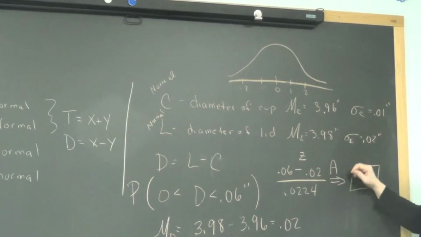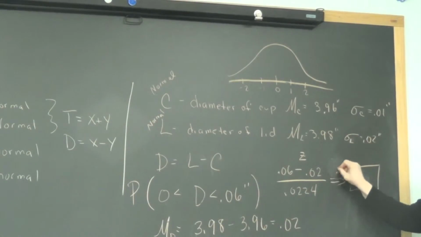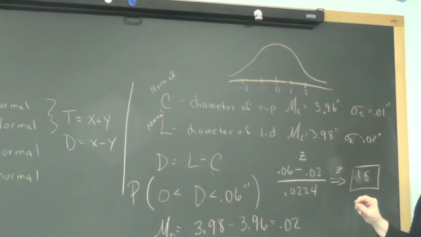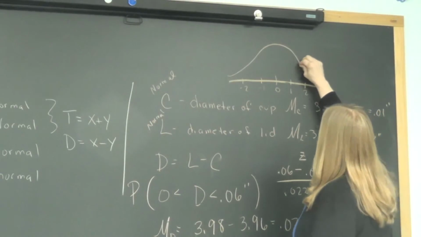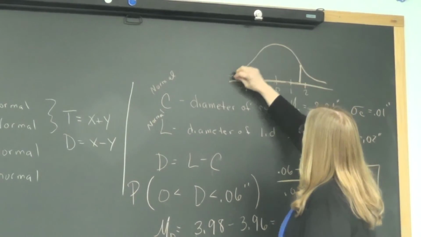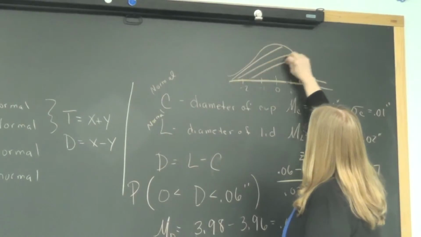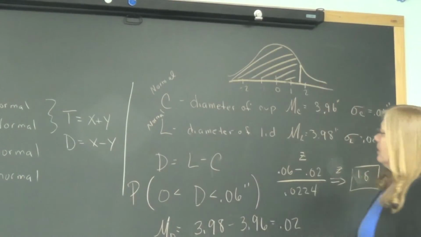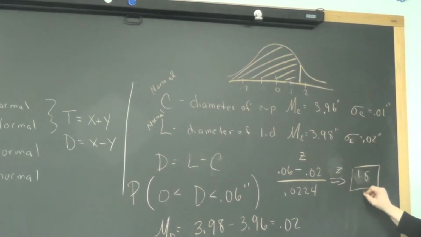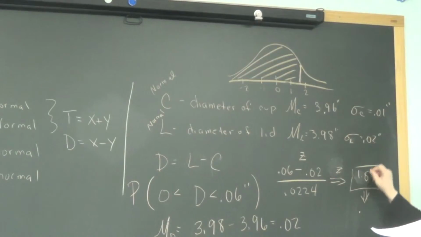This is not the area, this is the z-score. So if I draw that on a normal curve, here's about 1.8. The chart is giving us everything below that. What was the area when you looked it up? 1.8 or 1.79? This is the z-score. You didn't divide by 0.022.